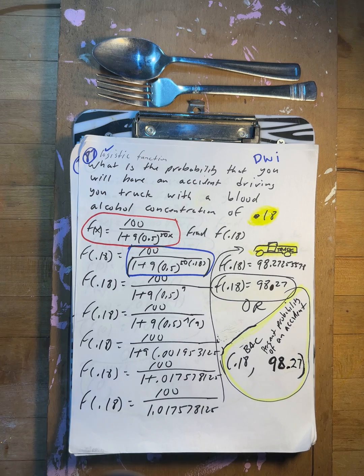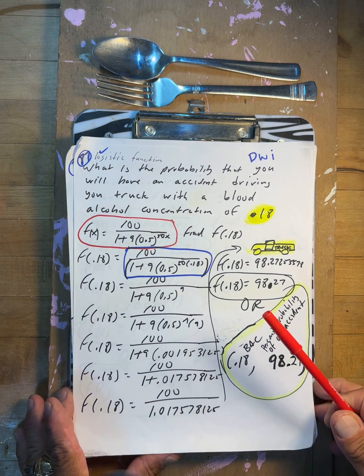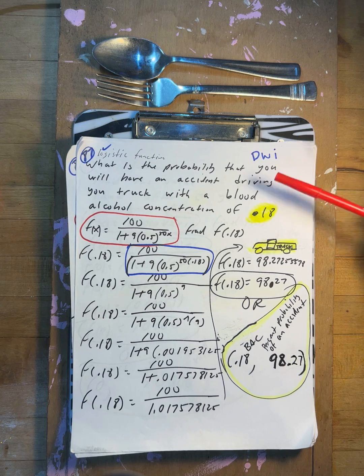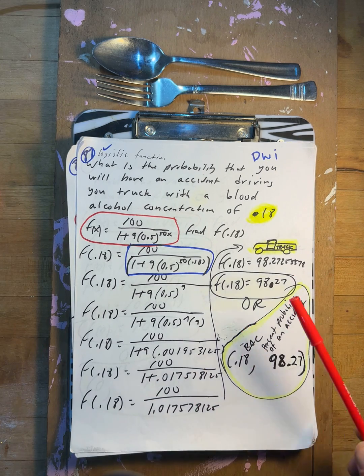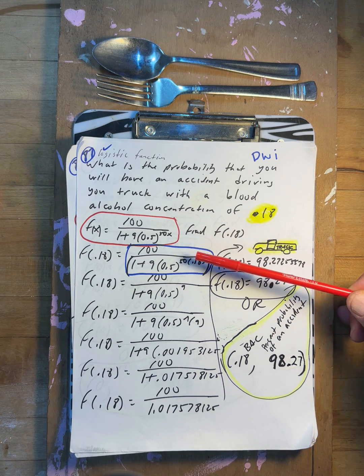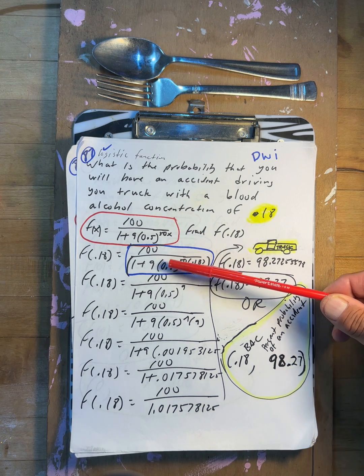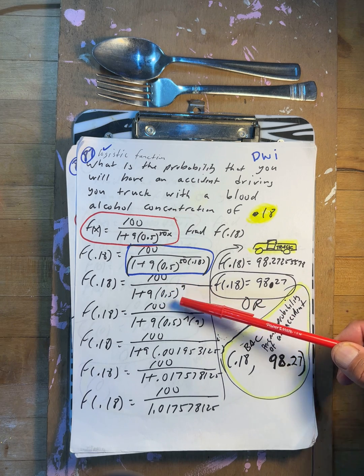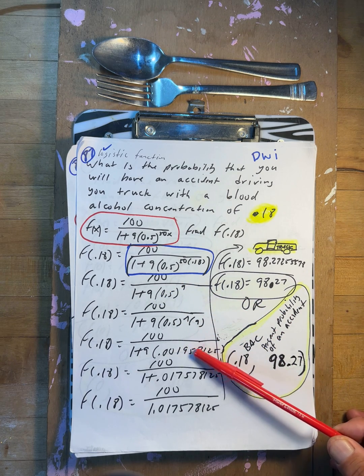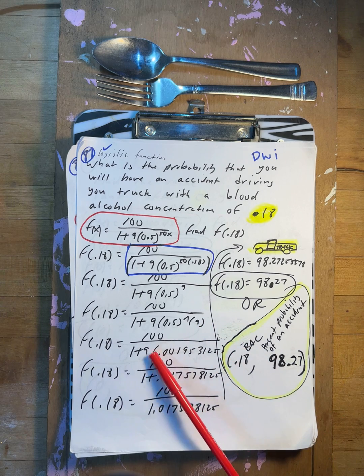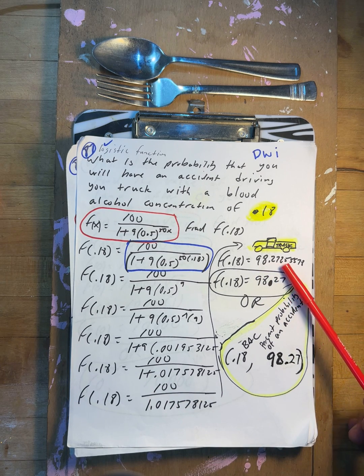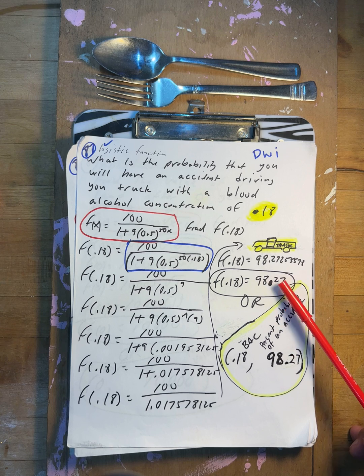All right. What is the probability you will have an accident driving your truck with a blood alcohol concentration of 0.18? Oh, bad news right here. All right, so put it in there. 0.18 times 50 is 0.5 to that power. 0.5 to the 9, calculator again. It's going to give me this answer, and 9 times that is this. Now add them. So 100 divided by this is going to give me this number here, but I'm going to round it off to 98.27.